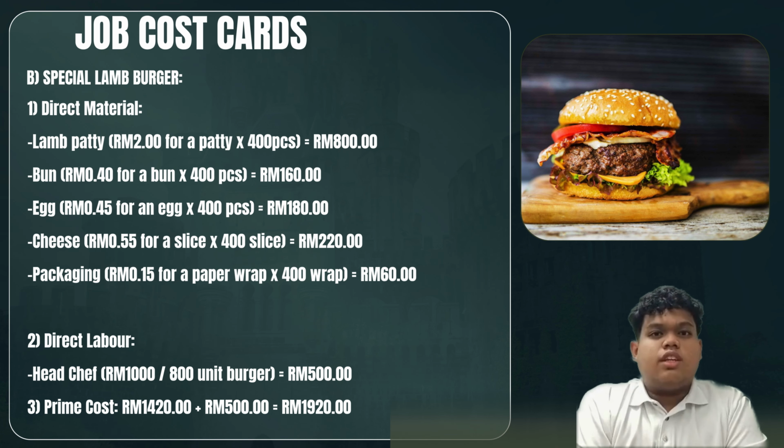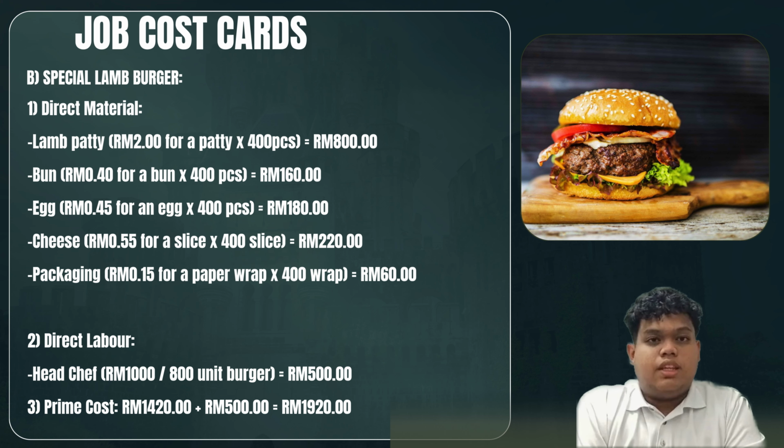We are going to calculate the job cost card for the special lamb burger. So firstly, we need to calculate the direct material. The first material is lamb patty. 2 ringgit for a patty times with 400 pieces, we've got around 800 ringgit.